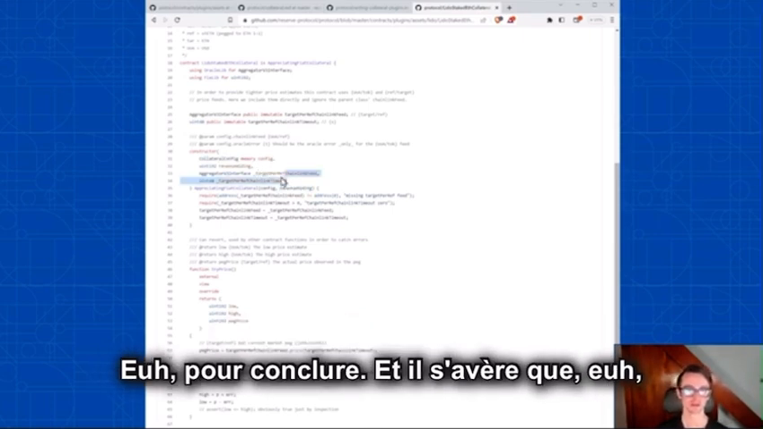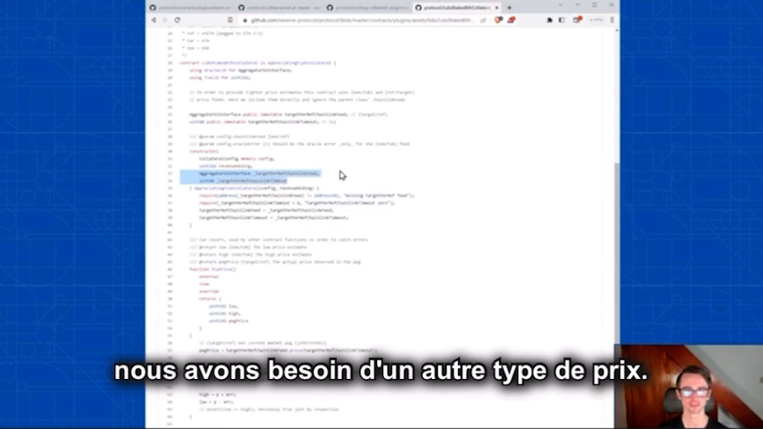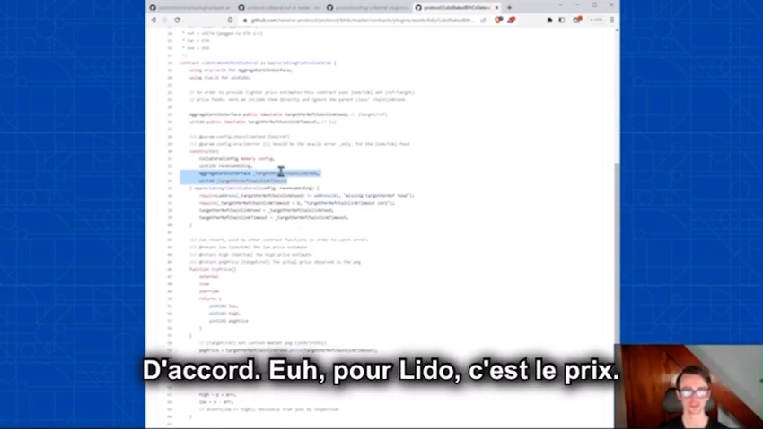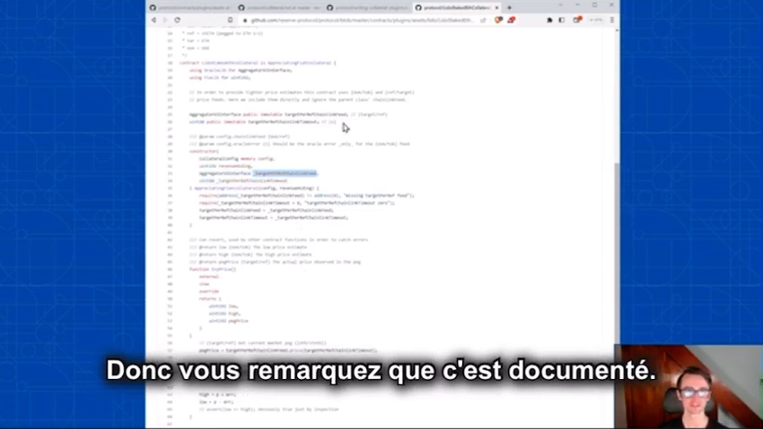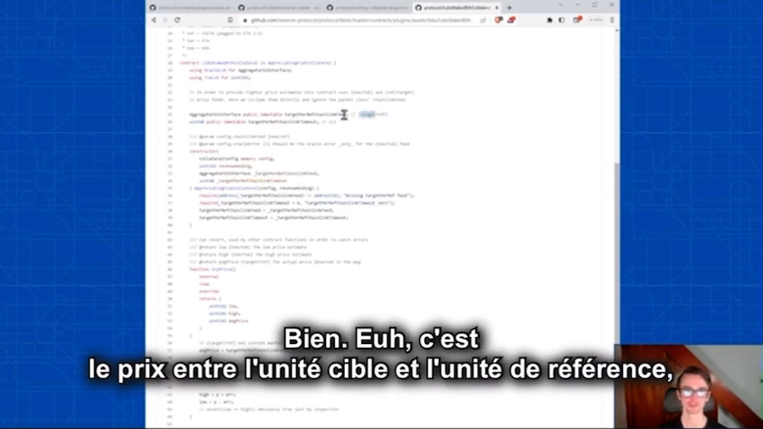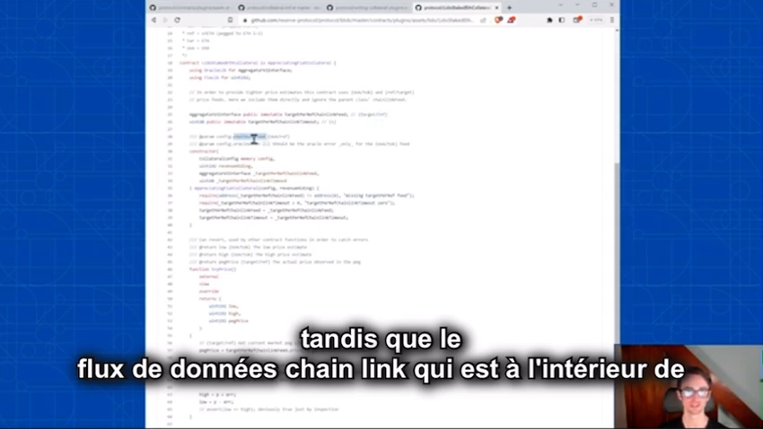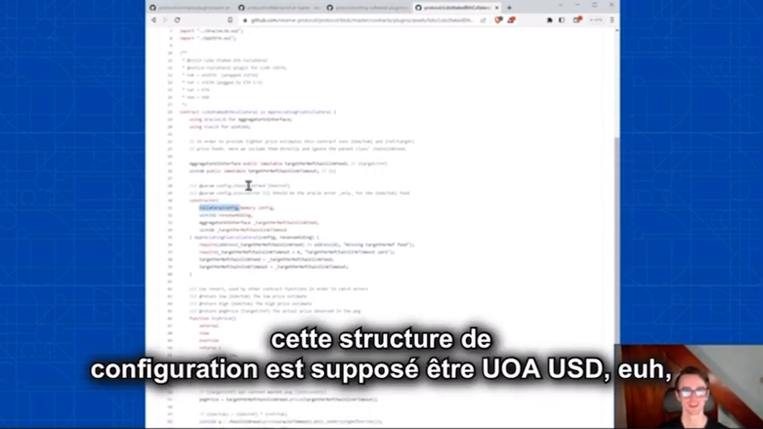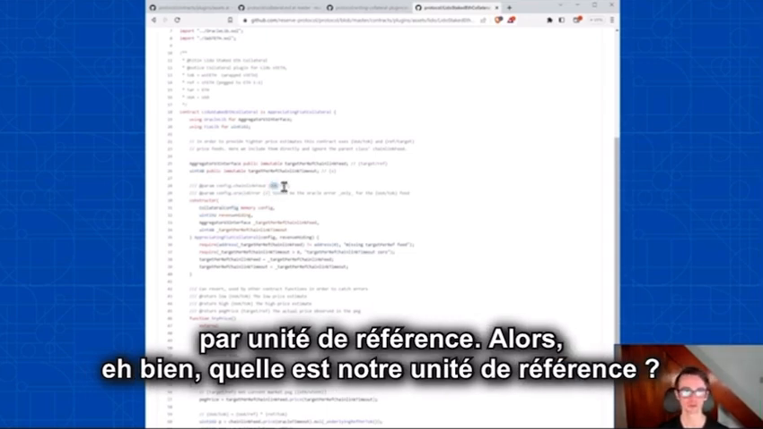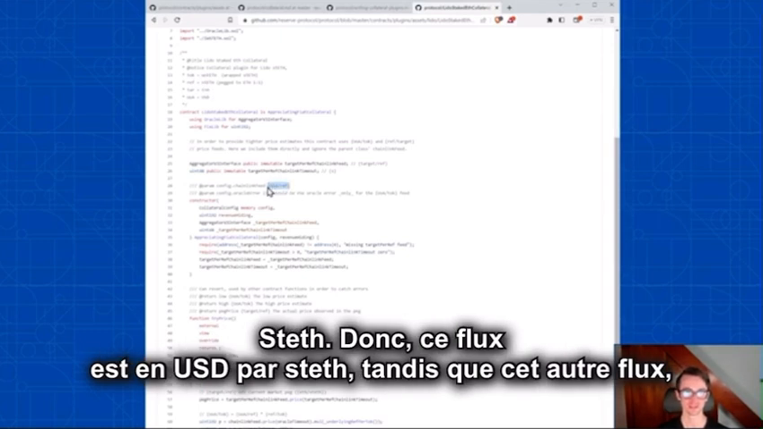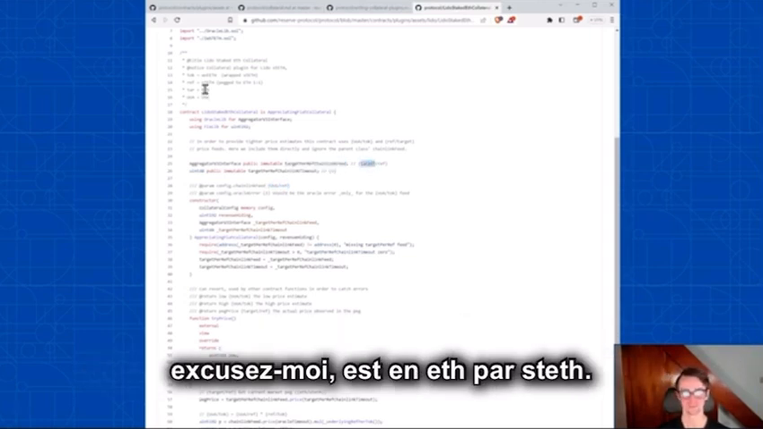And it turns out that we need one other kind of price, okay, for Lido. This is the price. So you notice this is documented. Good. This is the price between the target and reference unit, whereas the Chainlink feed that is inside this config struct is assumed to be UOA, USD, per reference unit. So, well, what's our reference unit? stETH. So this feed is USD per stETH, whereas this feed, excuse me, is ETH per stETH. Okay.